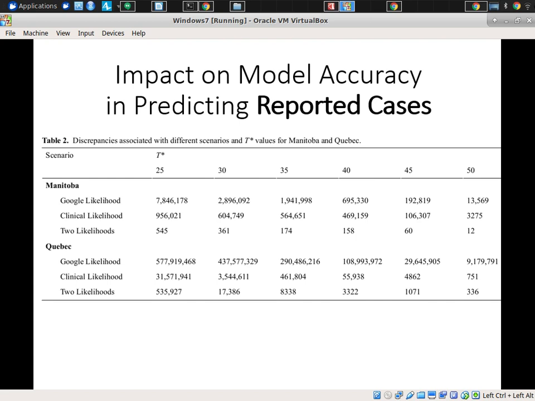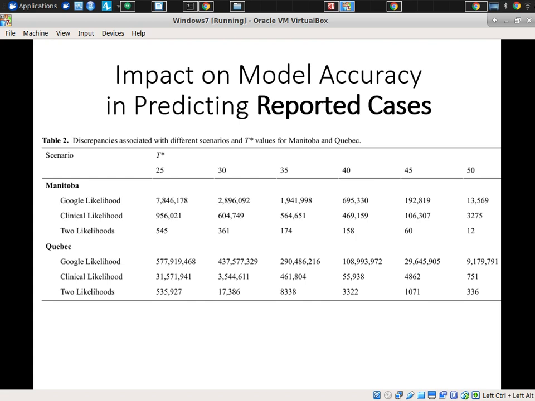Manitoba, using just the search likelihood, these are for only reported cases. We're judging it only by clinical data. We're not dinging it if it's off from search data. We're judging how well it can predict clinical data. Using just search data, it's horrible. Clinical likelihood, the data is better, and often this is many times better for each of these, right?